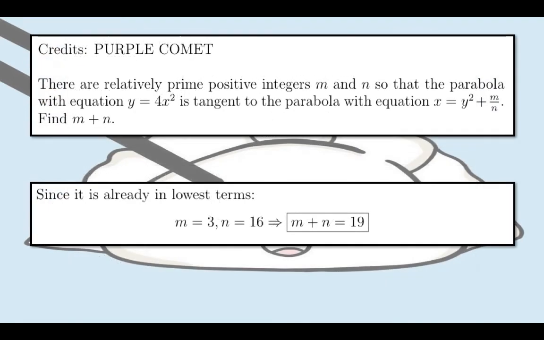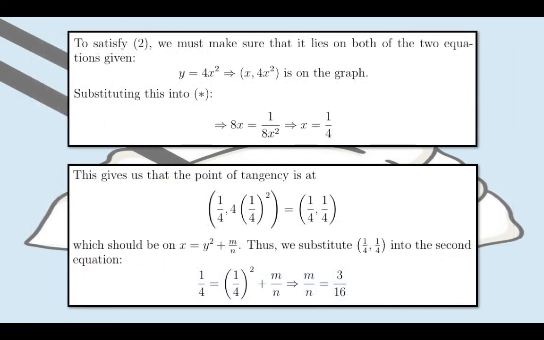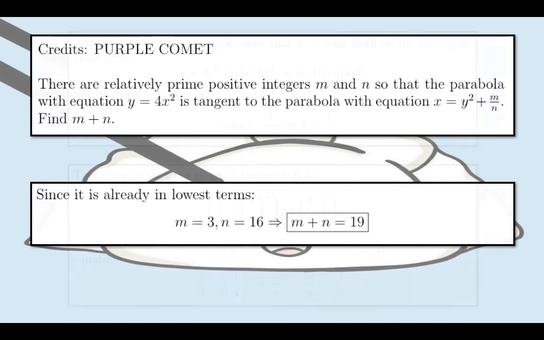Now going back to the problem, m and n are relatively prime positive integers, which simply means that m equals 3 and n equals 16, since m over n in the previous slide is 3 over 16, which is already in lowest terms. So we have m equals 3 and n equals 16, which gives us the sum of m and n. So m plus n equals 19. And this will be our final answer.